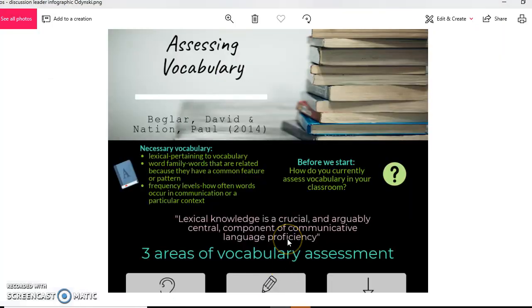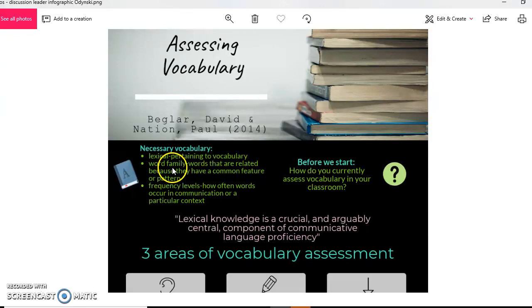I'm just going to jump in and start right now because I've already recorded this several times and I'm trying to save time. So, assessing vocabulary. The words you will need, the necessary vocabulary to talk about vocabulary, is lexical, which I'm pretty sure we all already knew from English 620. Lexical means pertaining to vocabulary. So anything lexical is related to vocabulary.